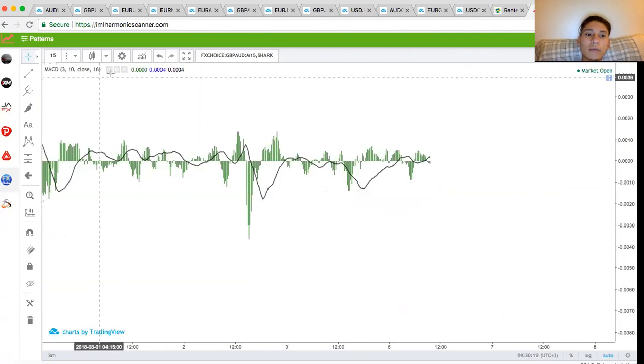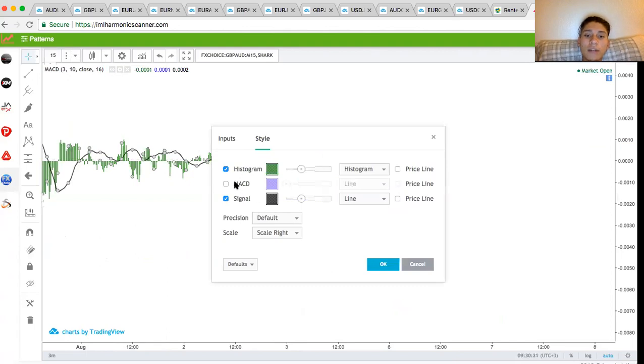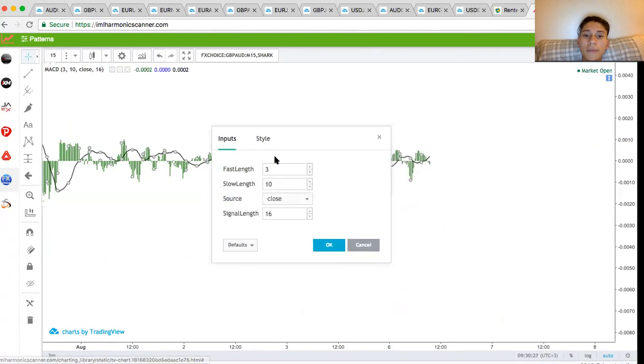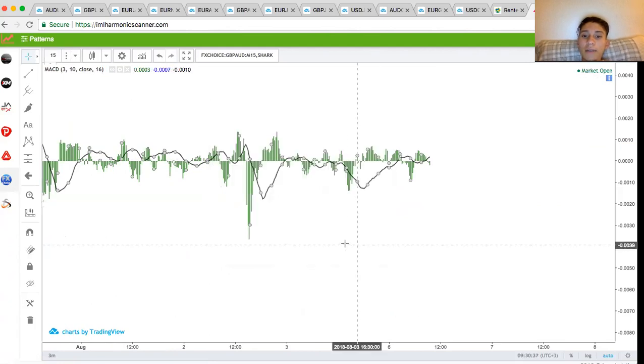By the way, if you guys want, let me go back. Take a picture of this. I don't check this middle line. I get this checked off, and these are my settings: 3, 10, and 16. So screenshot these if you need to. These are the settings that I use for the MACD, okay? Every time. Because you're going to have to adjust them every time.